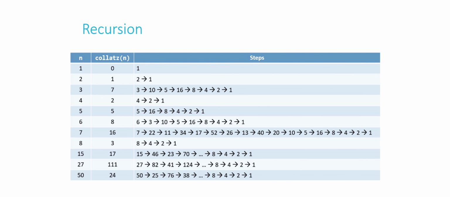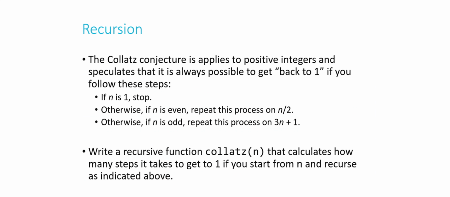So again, pause the video, and I'll jump back now to what the actual process is here, what this conjecture is. See if you can figure out how to define Collatz of n so that it calculates how many steps it takes to get to 1. All right, so hopefully you have paused the video and you aren't just waiting for me to give you the answer here. But if you are, well, here's the answer anyway.